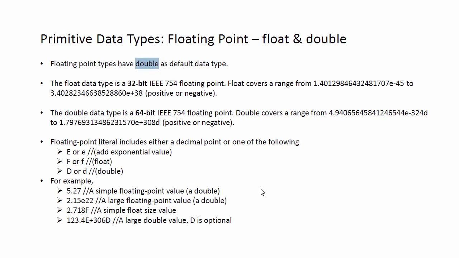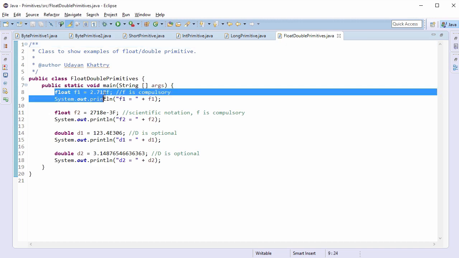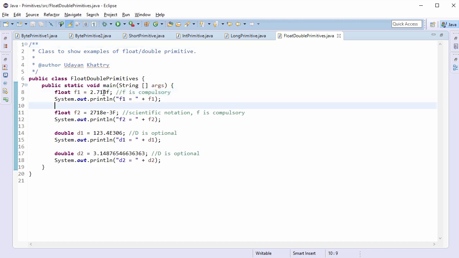Let us see an example of floating point data types. So float f1 = 2.718F, and over here F is compulsory because if we are not using F, that means we are indicating that this number is of double type and we cannot store double inside float, so we need to suffix it with F. Similarly, this is the scientific notation for the same number and we have suffixed it with F.